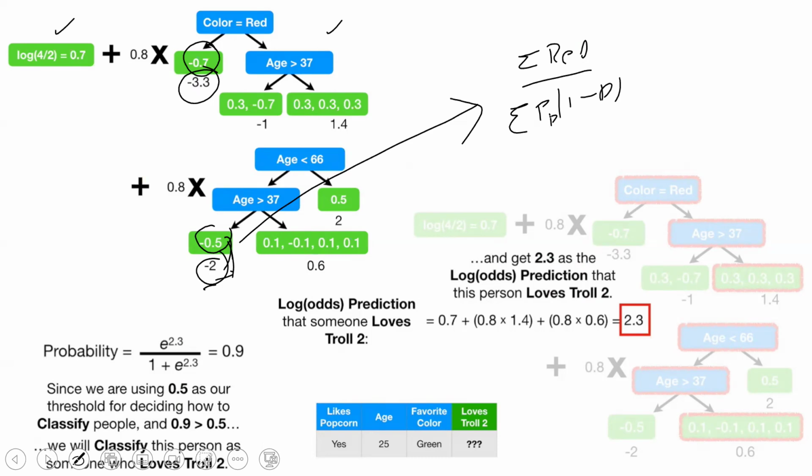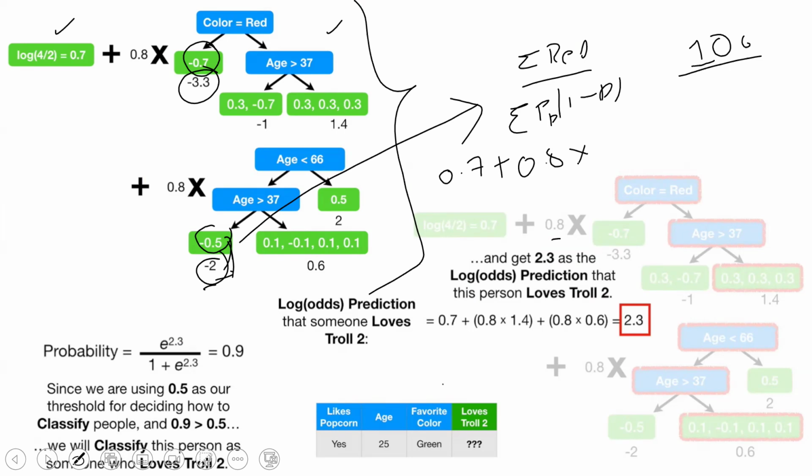Now, if you want to make a prediction, in our example we just stopped after constructing two trees. In the real world we go up to 100 trees. Now how do we make the prediction when we get a new sample? Now we got this particular record. Let's calculate the log of odds for this. 0.7 is the log of odds plus the learning rate, which is 0.8, into passing through this particular tree.